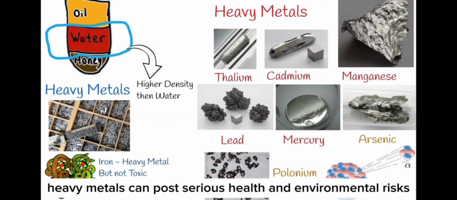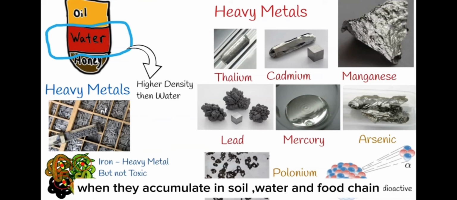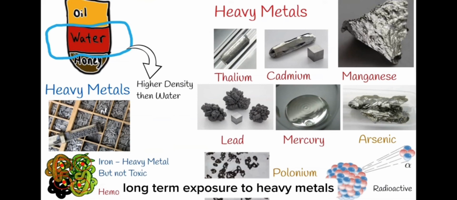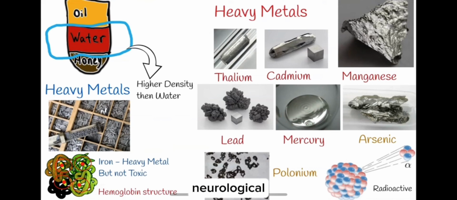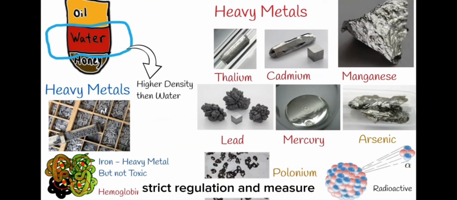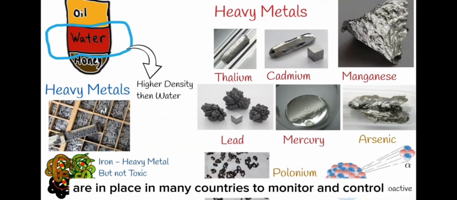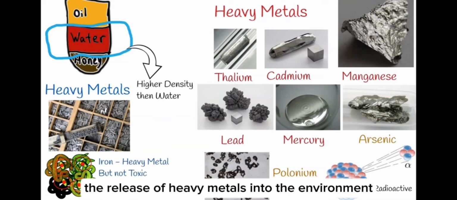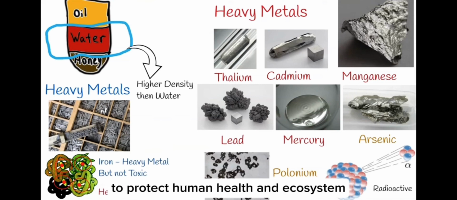Heavy metals can pose serious health and environmental risks when they accumulate in soil, water, and the food chain. Long-term exposure to heavy metals can lead to various health problems, including neurological and developmental issues, organ damage, and an increased risk of cancer. Due to their potential toxicity and environmental impact, strict regulations and measures are in place in many countries to monitor and control the release of heavy metals into the environment to protect human health and ecosystems.